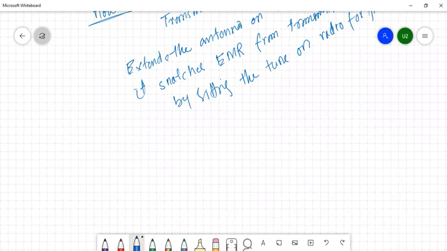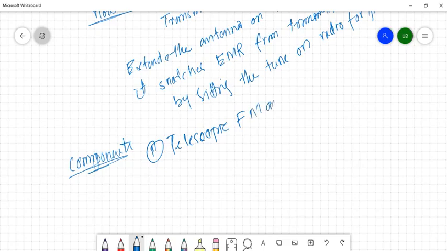So what are the components? Let's talk briefly about its components. The components are the telescopic FM antenna, which is external, and you extend it to set up the program or tune. The telescopic FM antenna is power catching, with a good range of FM broadcast. Here the size of the antenna is directly proportional to the signal. So the larger the size of the antenna, the better the signal will be.